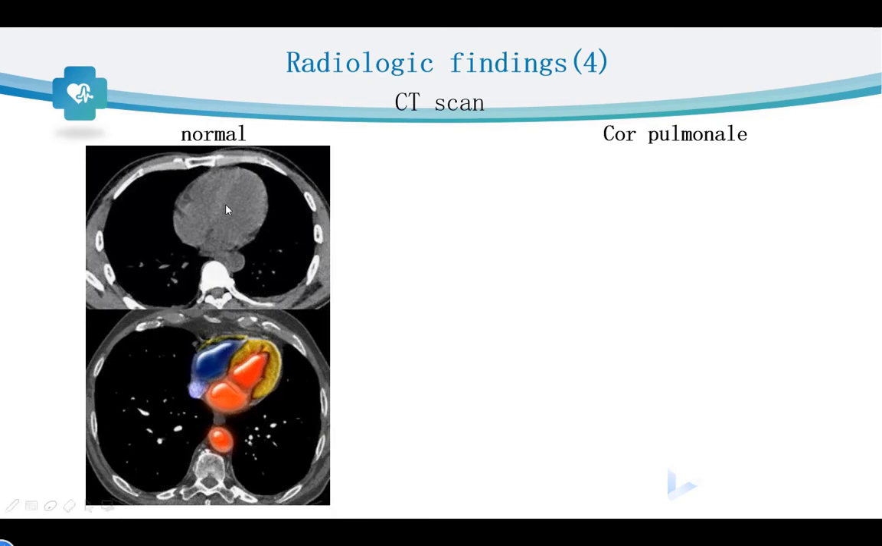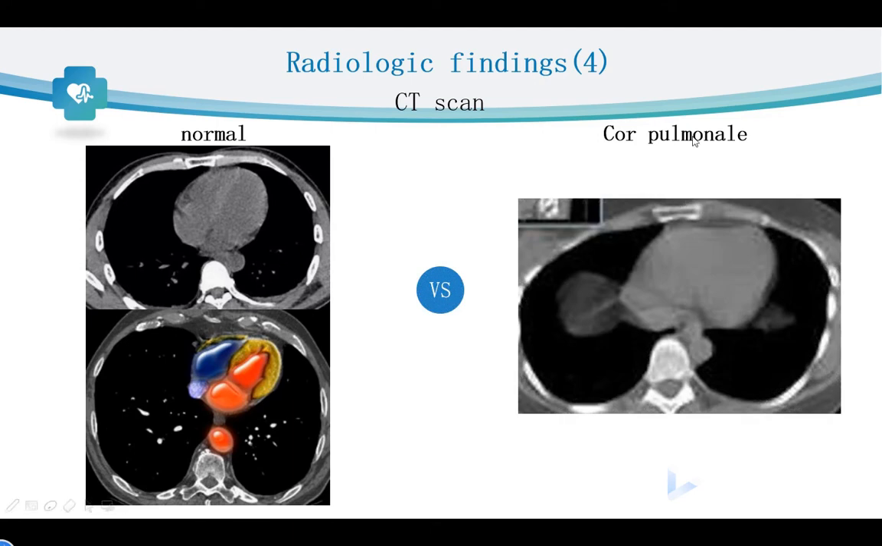Let's look at the heart in the CT scan. In normal condition, here shows the chambers of the heart. But in the patients with cor pulmonale, what can we find in this CT scan? Yes, we can find here the shape of the right ventricle is abnormal. That is the enlargement of the right ventricle.